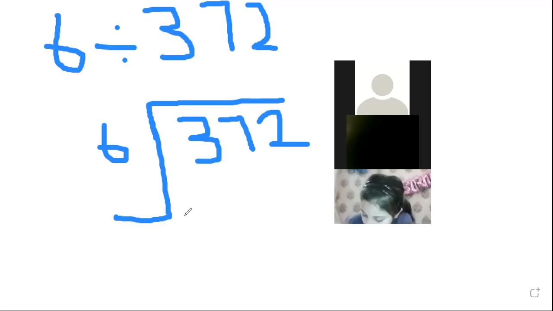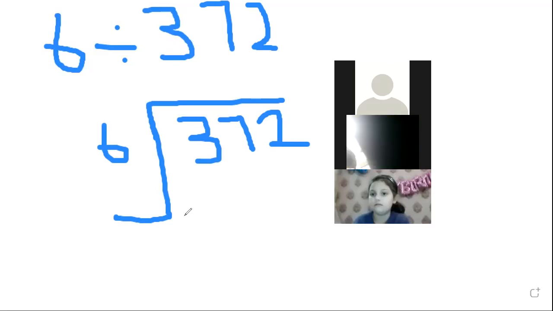But we need 37. So what will we do? We have to find a number which is less than 37. Son, what number is smaller than 37? Less than 37, Abira? 36. So tell me, is 36 present in the table of 6? Yes. How many times 6 is 36? Very good. Do it.